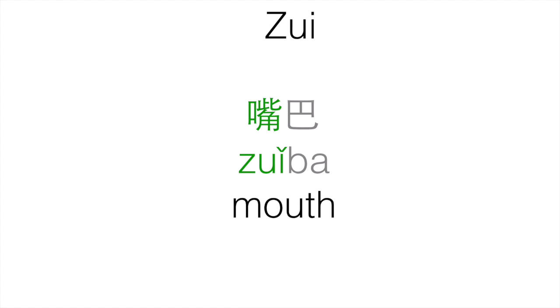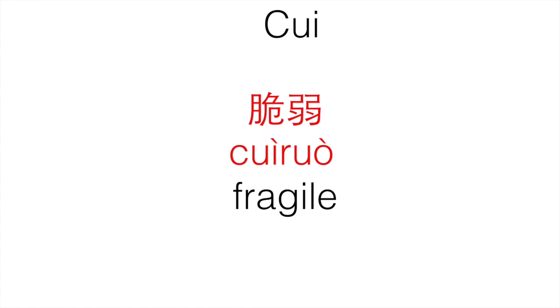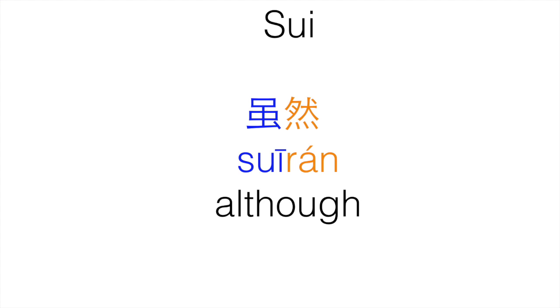嘴巴 This word is pronounced with a third tone, and the second syllable is unstressed. It means mouth. 嘴巴脆弱 So here we have 2 fourth tones, and this word means fragile. 虽然 So here this syllable is pronounced zhui, and this word means although.